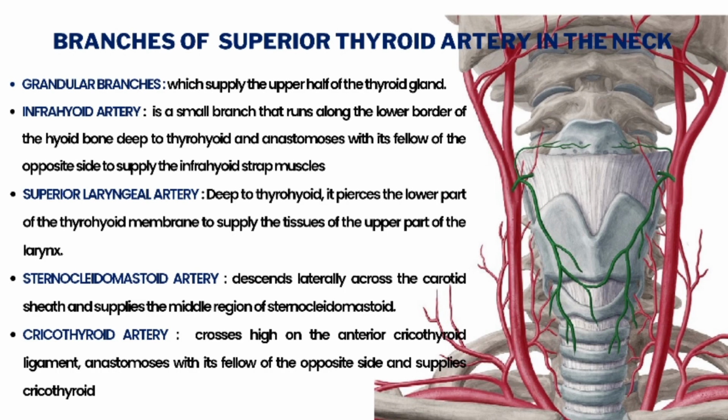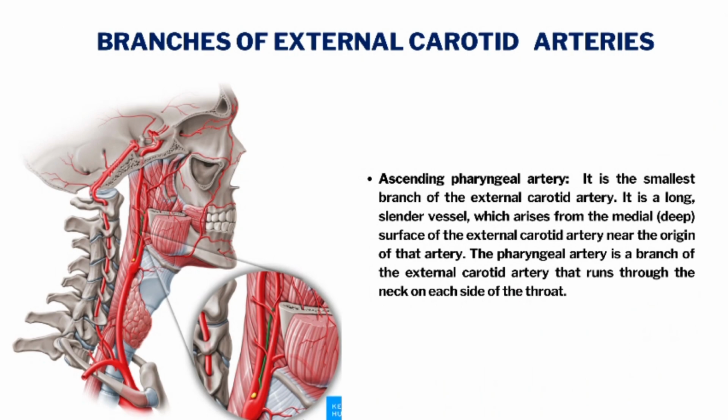Sternocleidomastoid artery. It descends laterally across the carotid sheath and supplies the middle region of the sternocleidomastoid. Lastly, the cricothyroid artery. It crosses high on the anterior cricothyroid ligament, anastomoses with its fellow of the opposite side, and supplies cricothyroid. And now the second branch of the external carotid artery is the ascending pharyngeal artery.